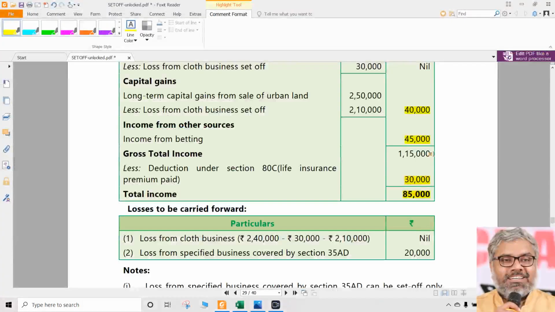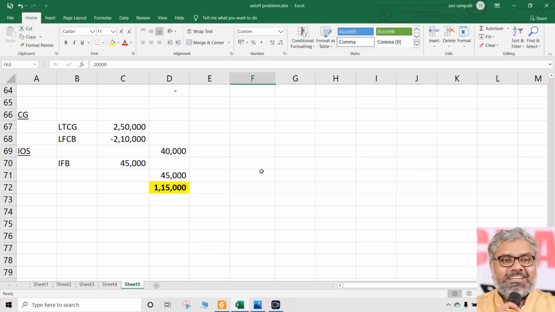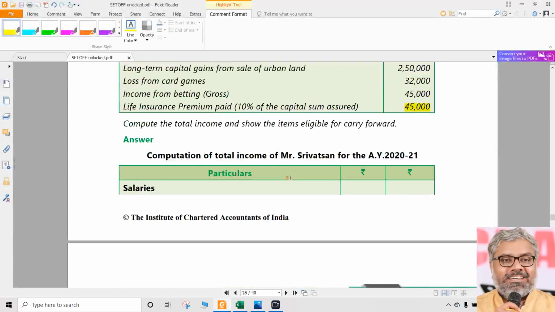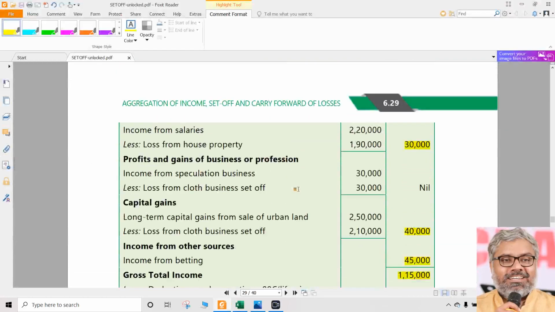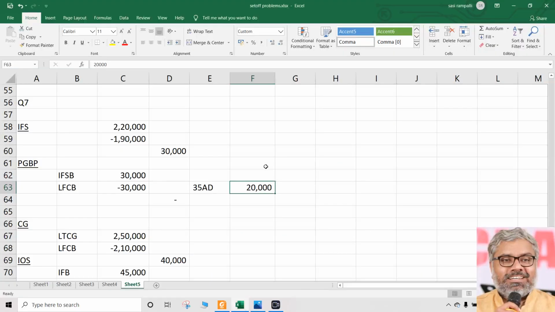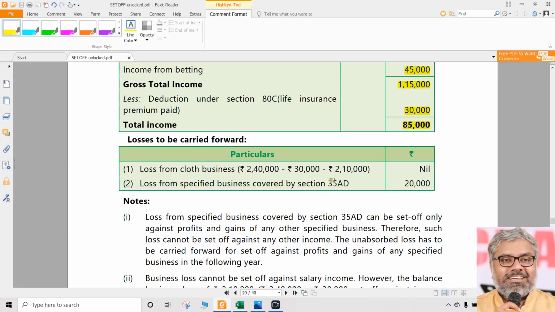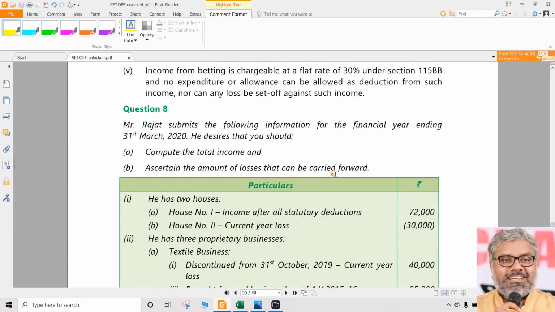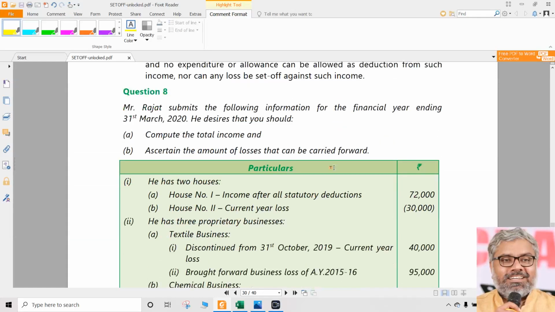Gross total income is 1,15,000. That is the problem in relation to the SSC, whose name is Mr. Srivatsan. Now, what are the things that can be carried forward? Loss from specified business, only one thing, that is 20,000 rupees. How many years can it be carried forward? Indefinitely. Right? That was question number 7.